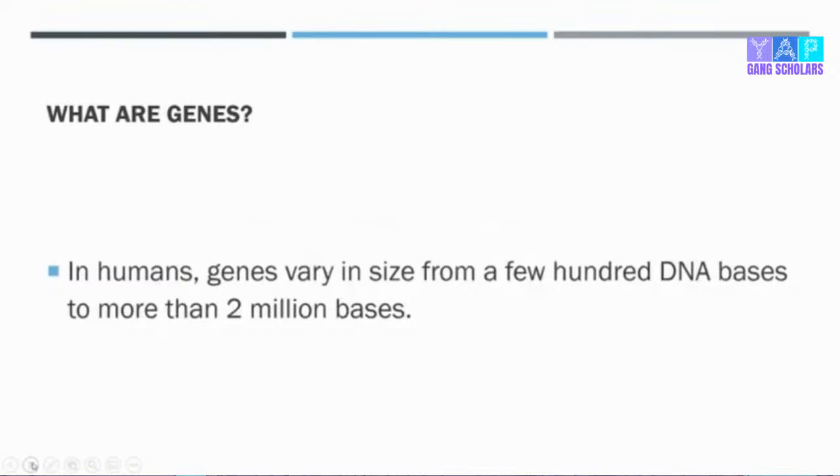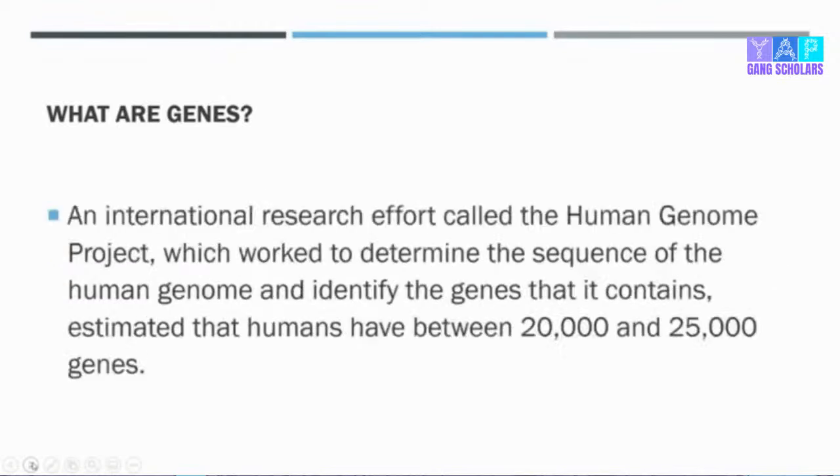So in humans, genes vary in size from a few hundred DNA bases to more than 2 million bases. And again, don't forget to go back and watch DNA 101, because that talks about what is DNA, and it introduces you to the building blocks of DNA. An international research effort called the Human Genome Project, which worked to determine the sequence of the human genome and identify the genes that it contains, estimated that humans have between 20,000 and 25,000 genes.